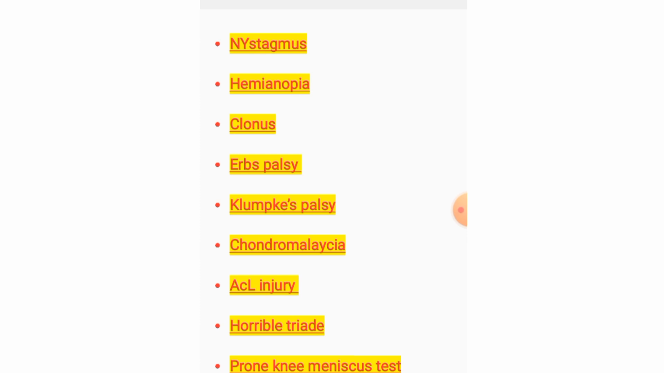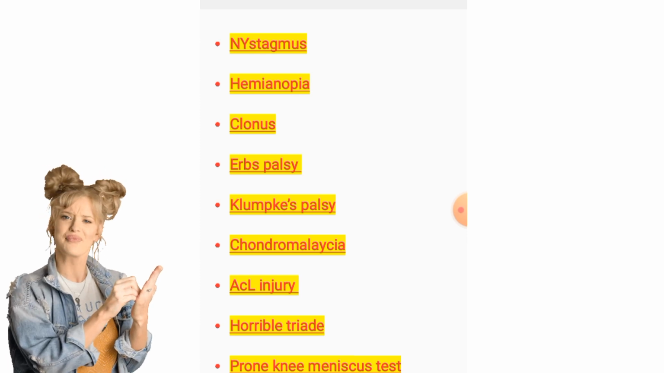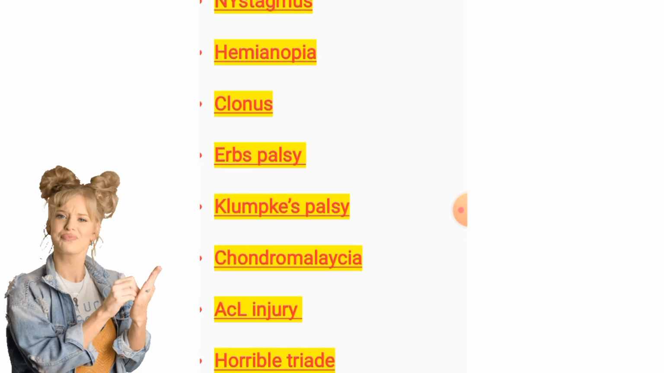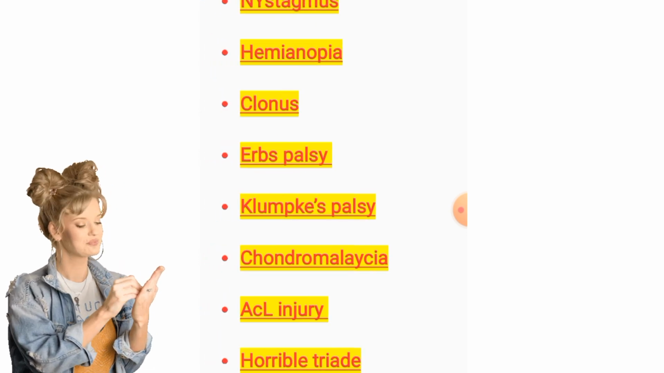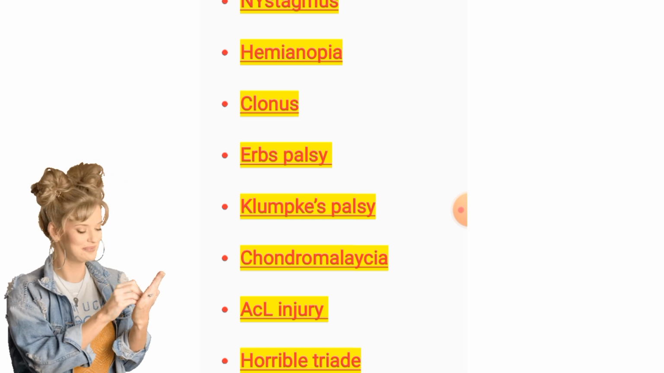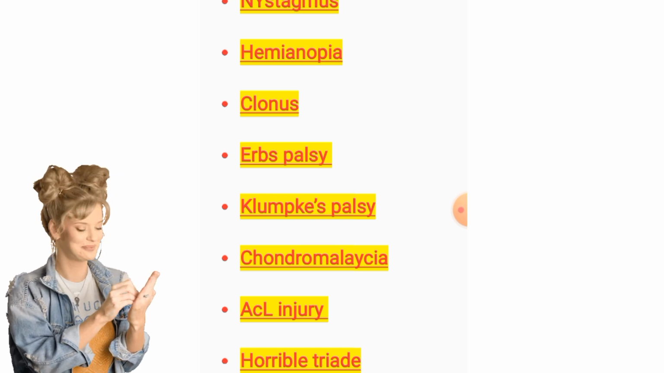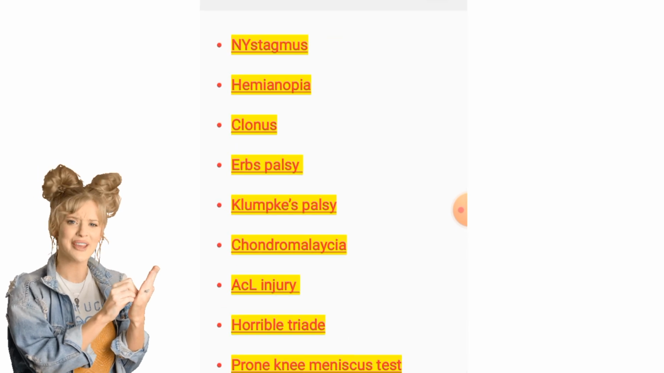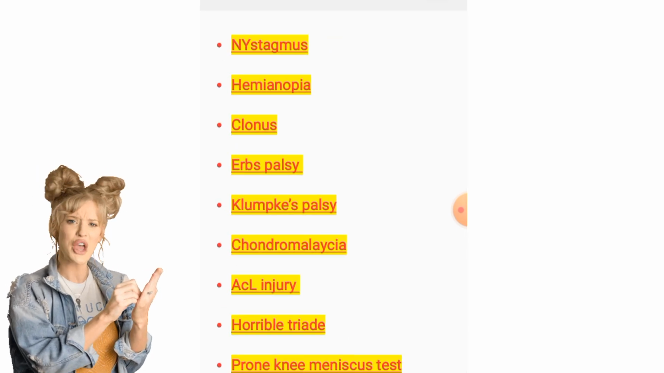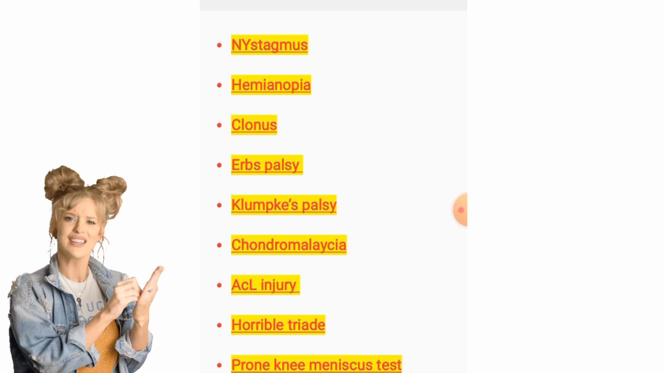Let's start. Number 1: nystagmus, hemianopia, clonus, Erb's palsy, Klumpke's palsy, chondromalacia, ACL injury, unhappy triad, prone knee meniscus test. Kindly note down all these important topics. Let's move towards the next slide.